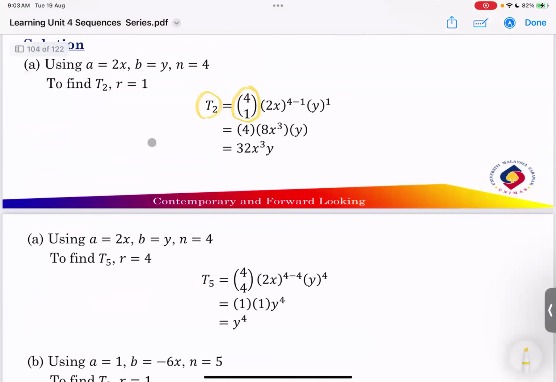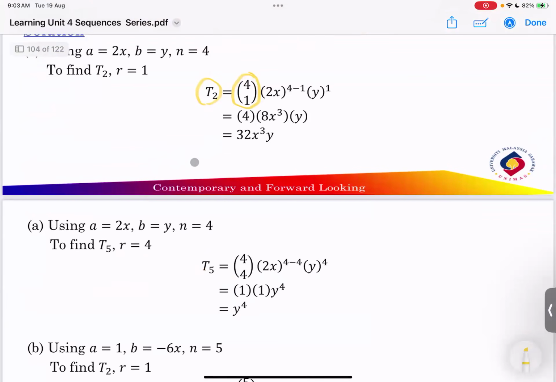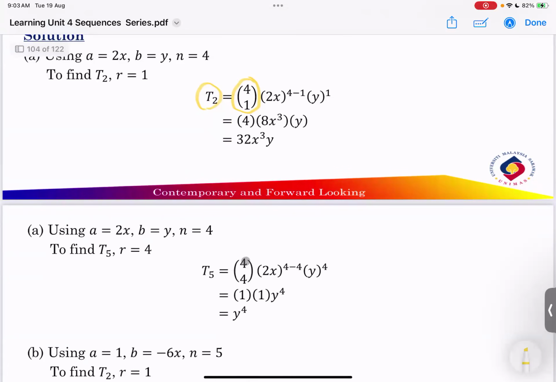Alright, so just now T2 is this one. And then T5 for question A, 4 to the power of 4. And then you get your answer like this. So please bear in mind, this one is your n here, and this one is your r.